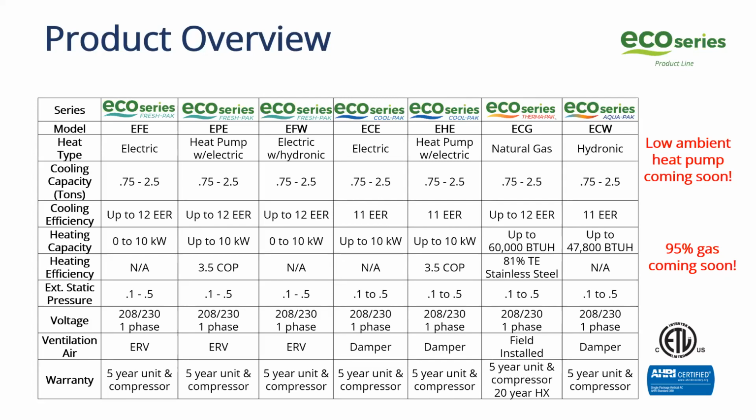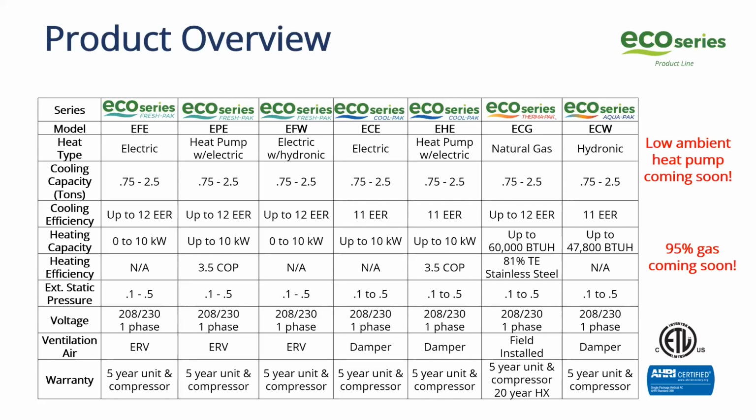Now the nice thing here is the low ambient heat pump. We're within a few weeks of having that product launched. So the current heat pump that we offer in the Eco Series currently goes down to 40 degrees Fahrenheit, and then it would lock out to go to electric heat only. But coming in the next few weeks to a month, we'll have a unit available in this series that will operate down to 5 degrees Fahrenheit. So once we have that information available, we'll share that with everybody so they have the specifications on it to look for something to incorporate into the designs.